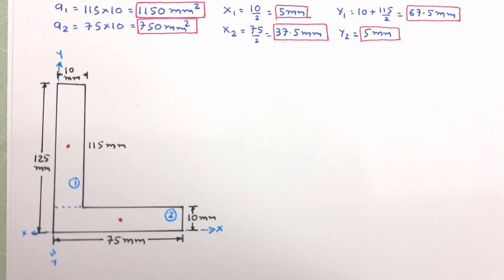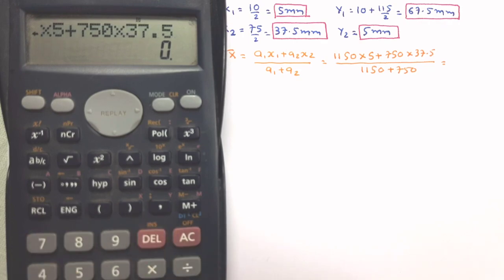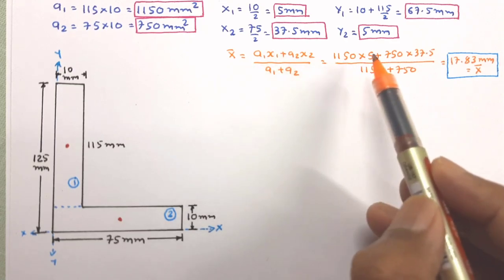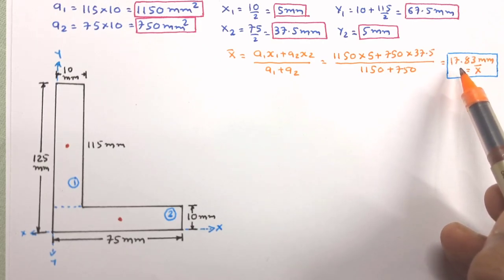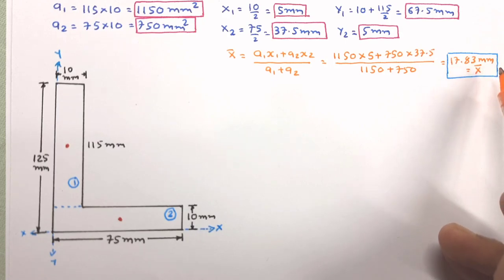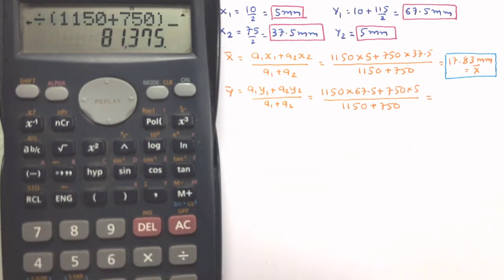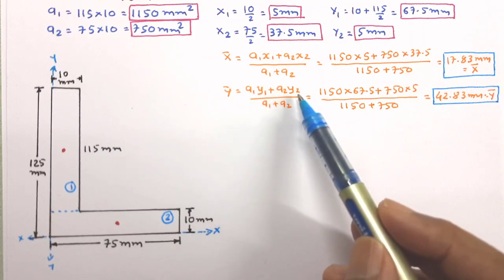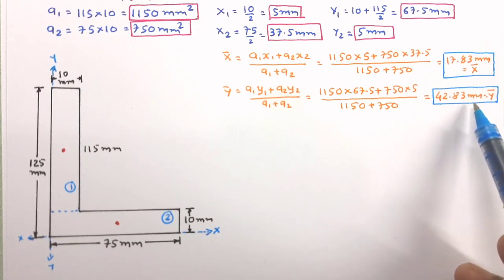Now use the equation of X bar and Y bar and work out X bar and Y bar for the figure. So here the value of A1 X1, A2 X2 has been equated in the equation, and after calculation the value of X bar has been obtained as 17.83 mm. Now let us work out Y bar. In the equation of Y bar, value of A1, Y1, A2, Y2 has been equated, and after calculation the value of Y bar has been obtained as 42.83 mm.